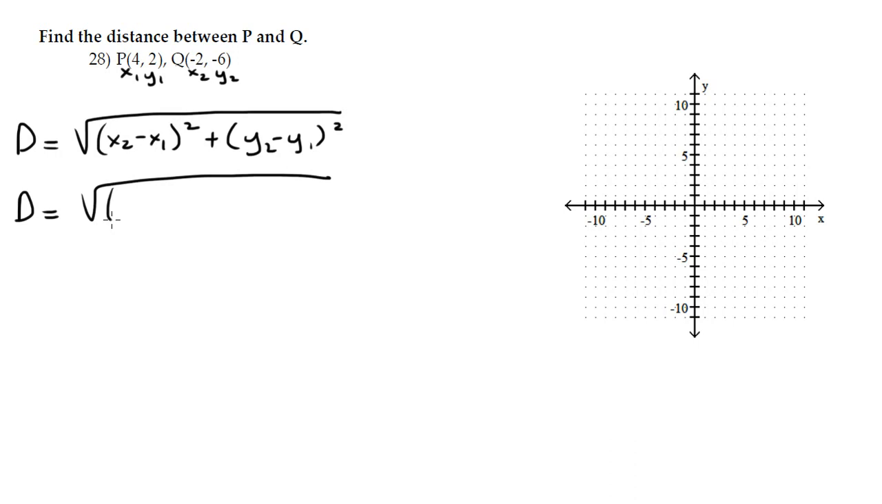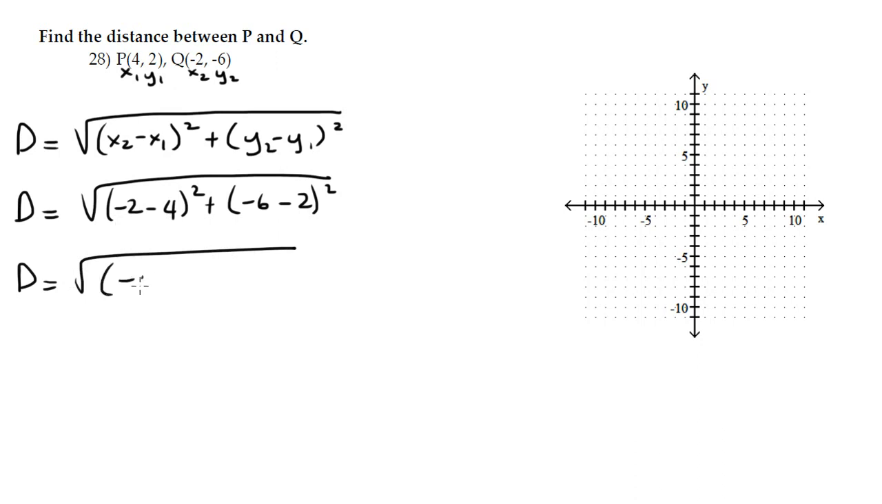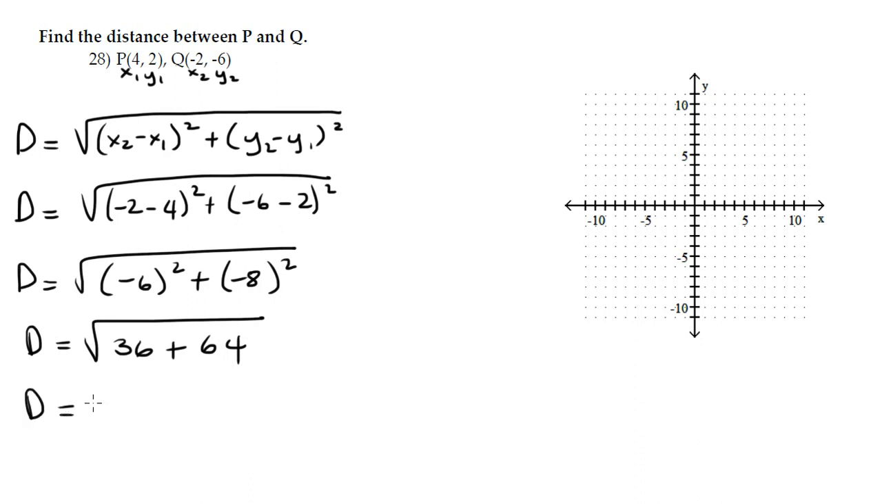So x2 is -2, minus 4, squared, plus y2, which is -6, minus 2, squared. -2 minus 4 is -6, squared, plus -6 minus 2 is -8, squared. Distance equals the square root of -6 squared, which is 36, plus -8 squared, which is 64. The distance between those 2 points is the square root of 100, the positive square root of 100, which is 10 units.